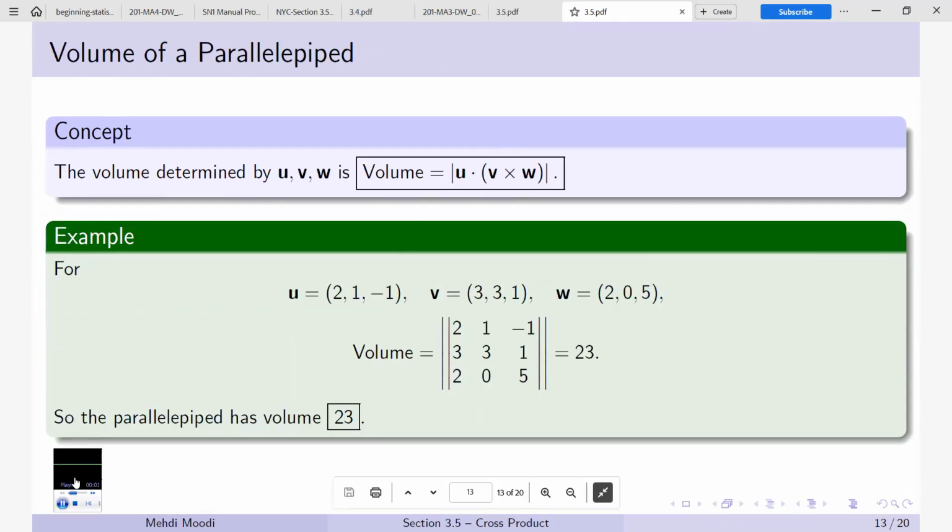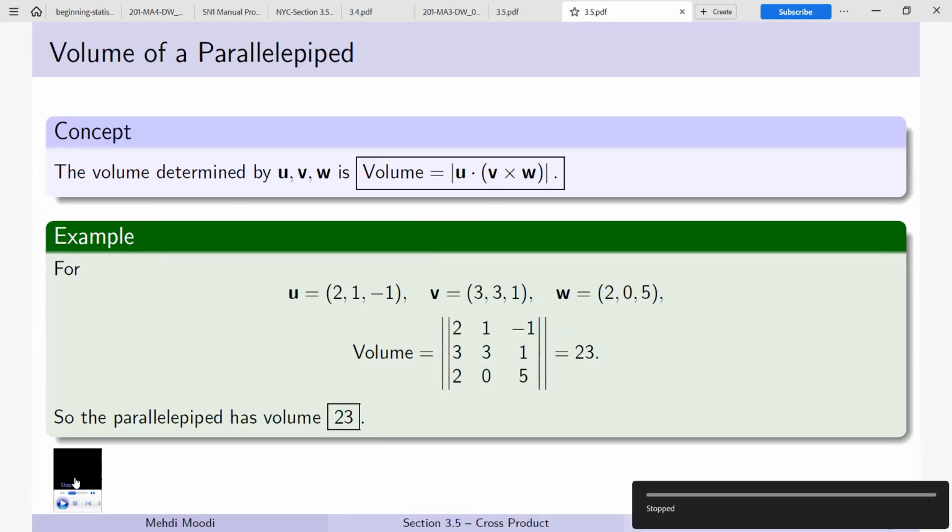The scalar triple product measures signed volume, and the absolute value gives actual volume. So if your answer comes out negative, do not panic. Volume cannot be negative unless your parallelepiped owes money.